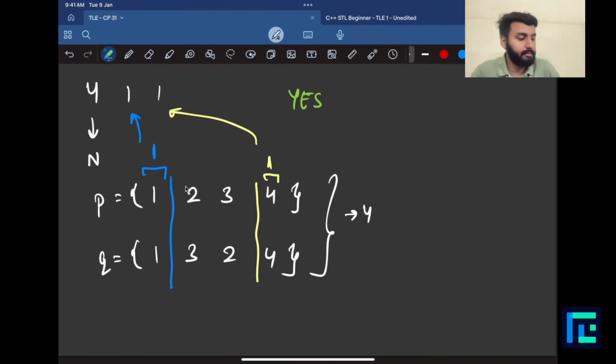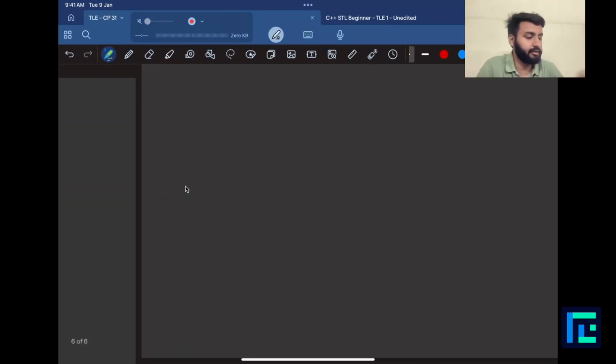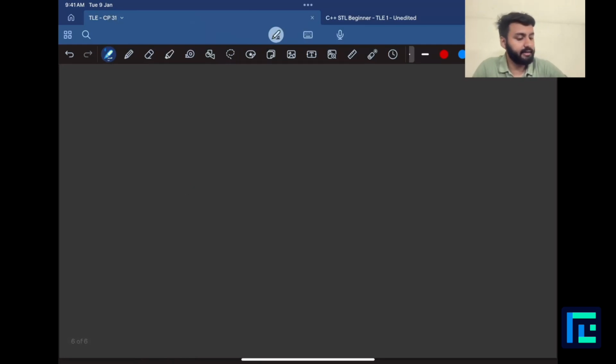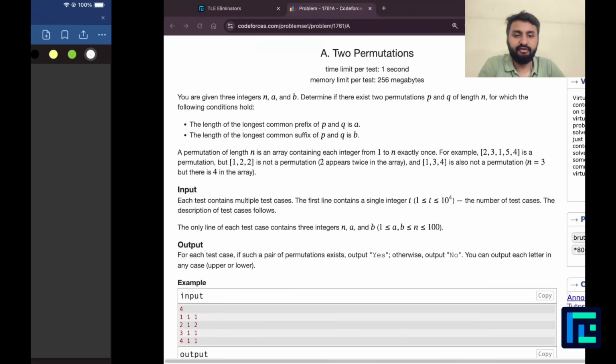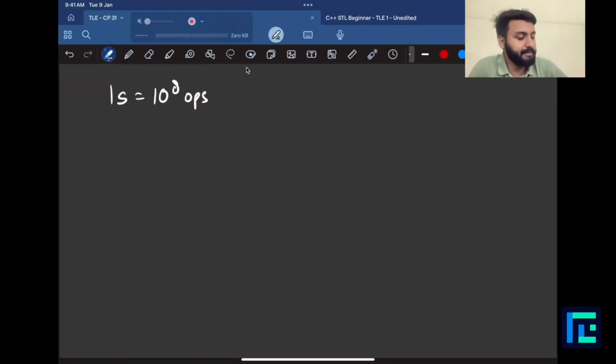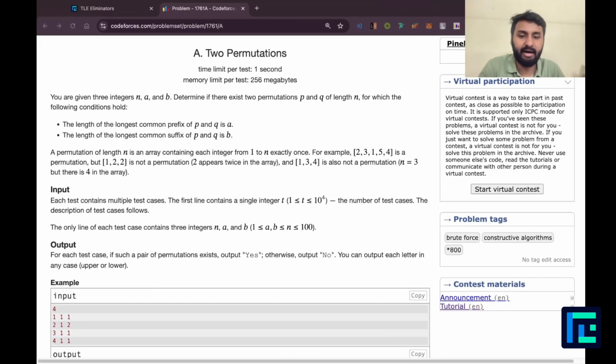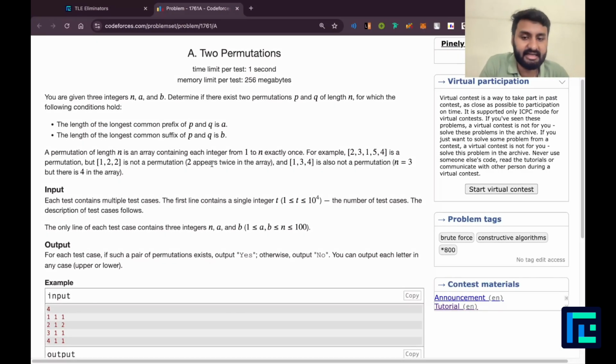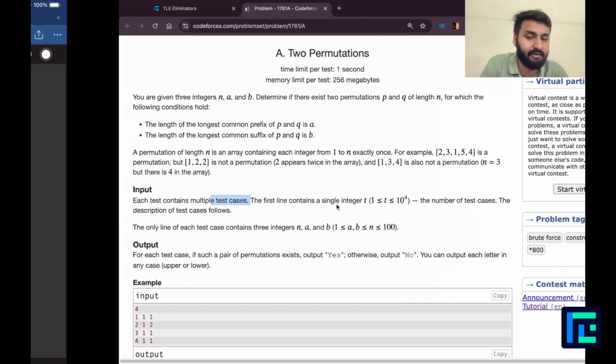Why? Because I know some things by fact. In 1 second, I am allowed 10 power 8 elementary operations. Now if I go back to the problem, it is written that the time limit per test is 1 second. That means if I talk about one test, it allows me 10 power 8 operations to run. But in the problem, you were not given a single test, rather in every test there are some test cases governed by the variable t, which is of the order 10 power 4.